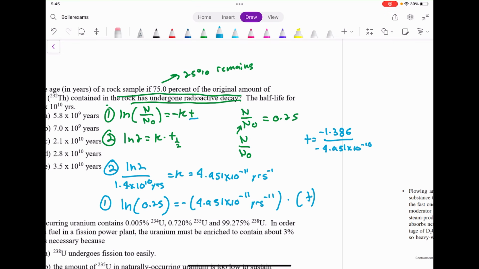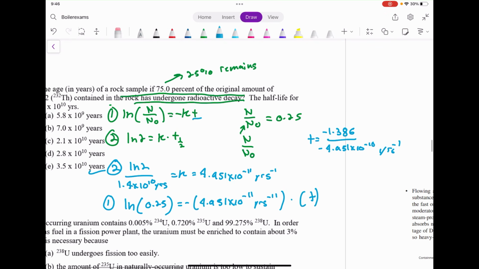Let's see, and then this is reciprocal years. So if you were to check the units, the years would flip up and t is in years. Anyways, explaining the unit might have been a little confusing there. The units check out, we get years.